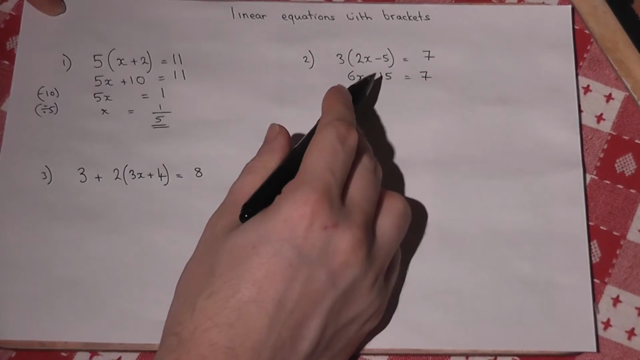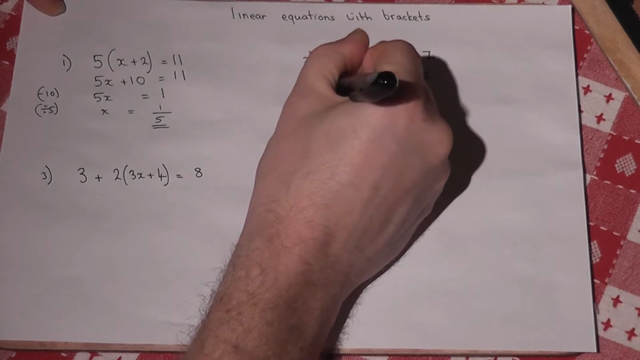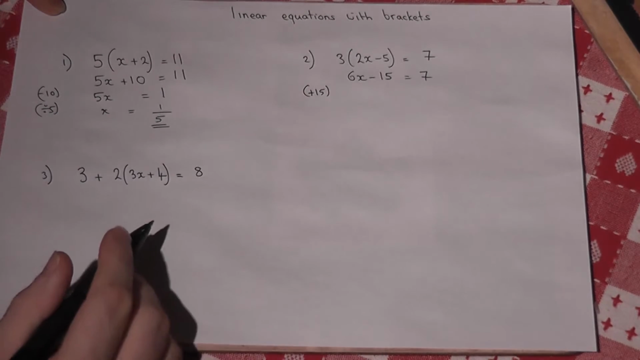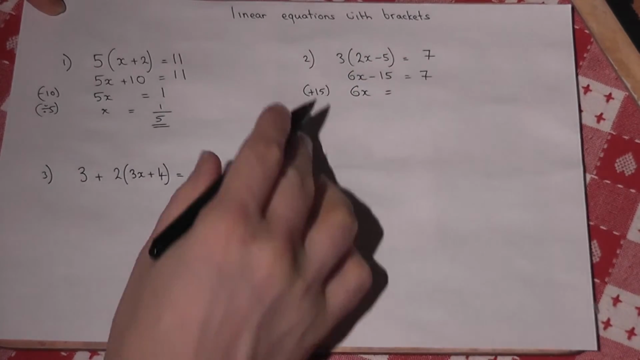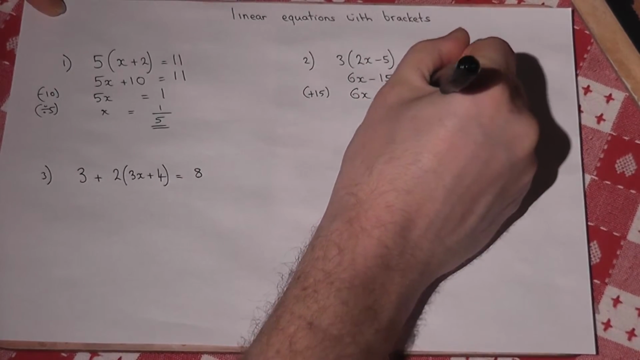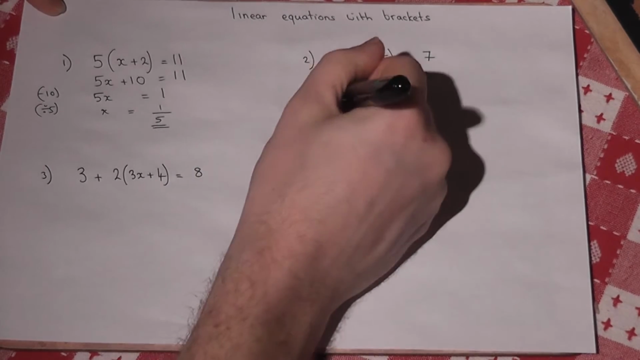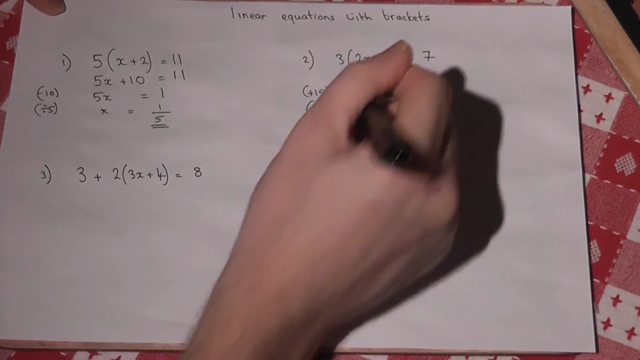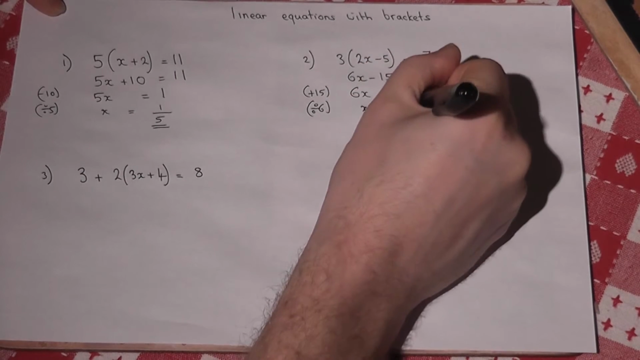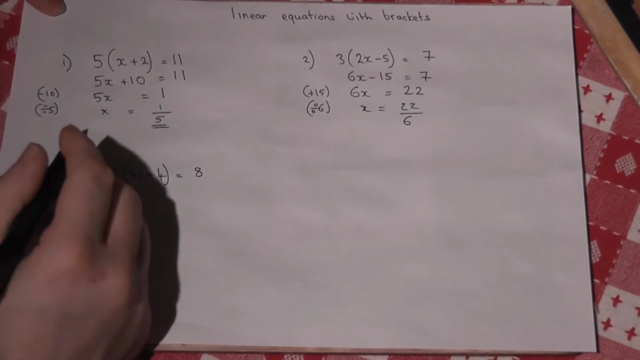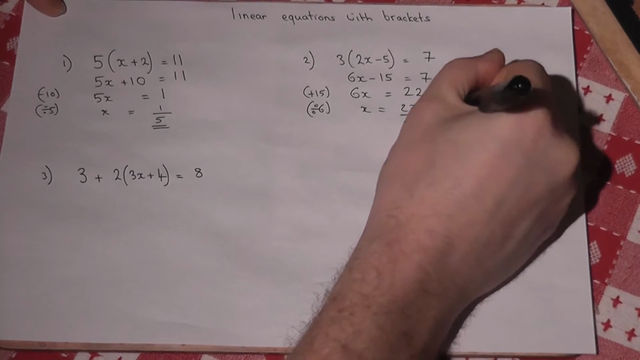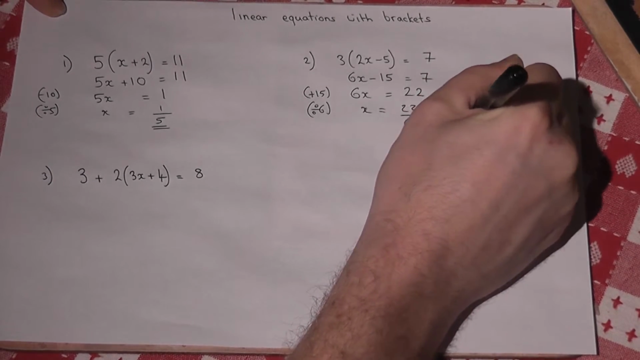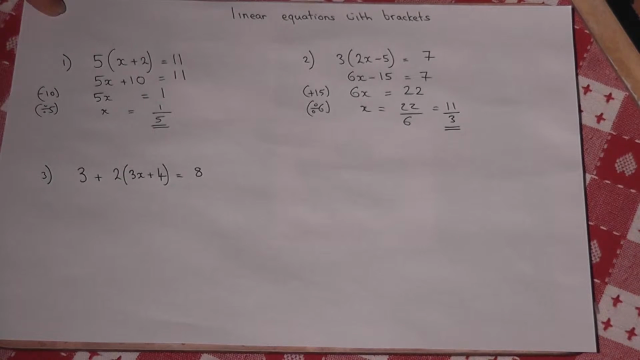I then must add the 15 to cancel the minus 15. So 6x will equal 7 plus 15, which is 22. I then divide by the 6. So x will equal 22 over 6, which cancels down to 11 over 3. So the rule is to expand the bracket first.